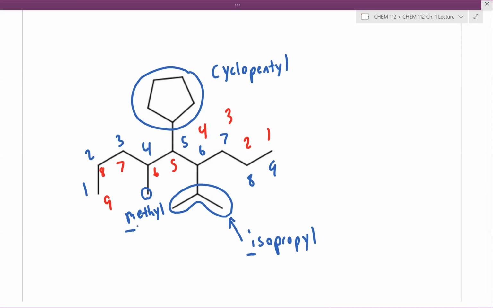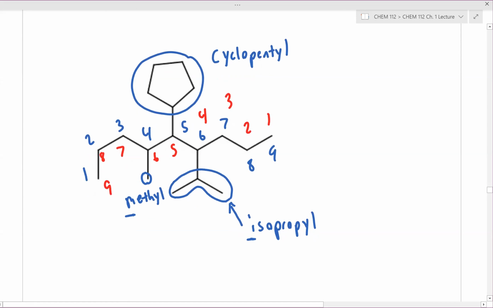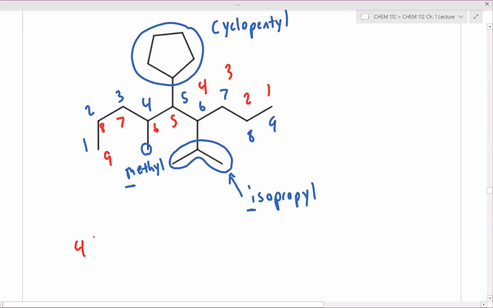So what numbering method will we use? What numbering method places the smallest number on the substituent that's first in alphabetical order? Red. Exactly right. So then we'd write this as 4. We're using the numbering method in red. But what goes first alphabetically? Cyclopentyl. So then, what number do we assign to our cyclopentyl? 5. So we have 5-cyclopentyl.